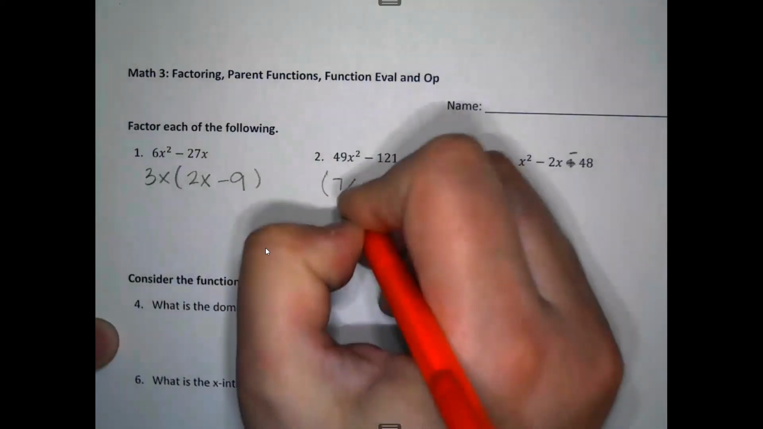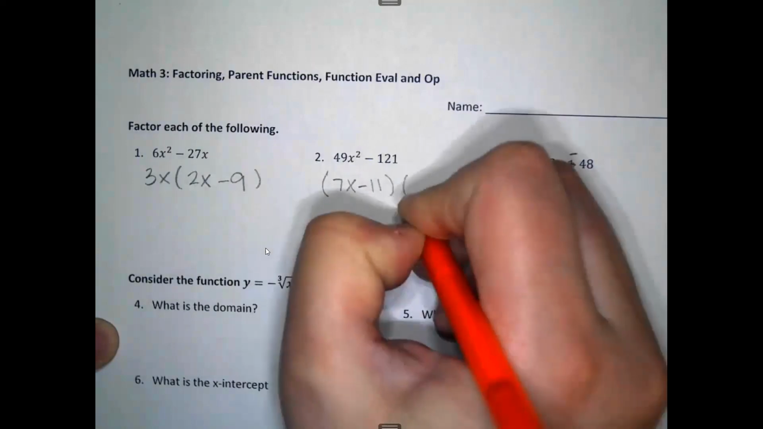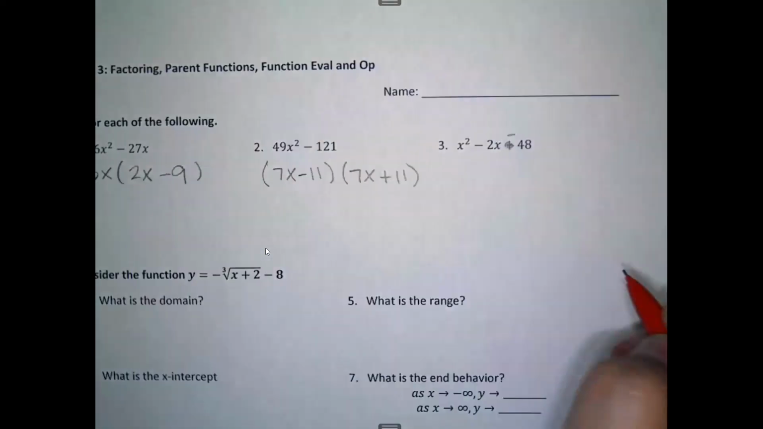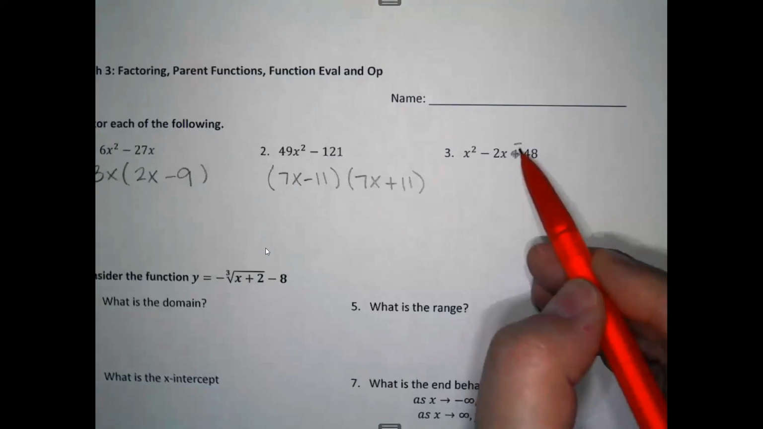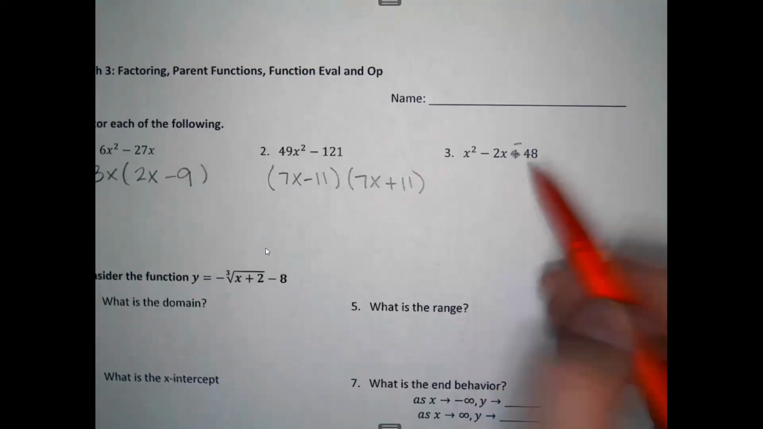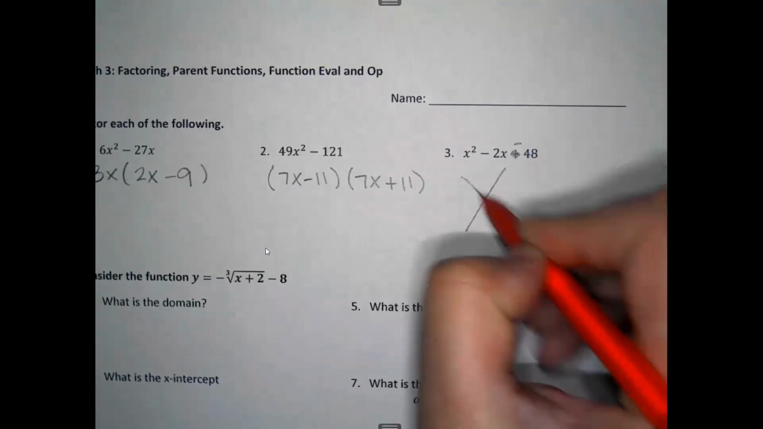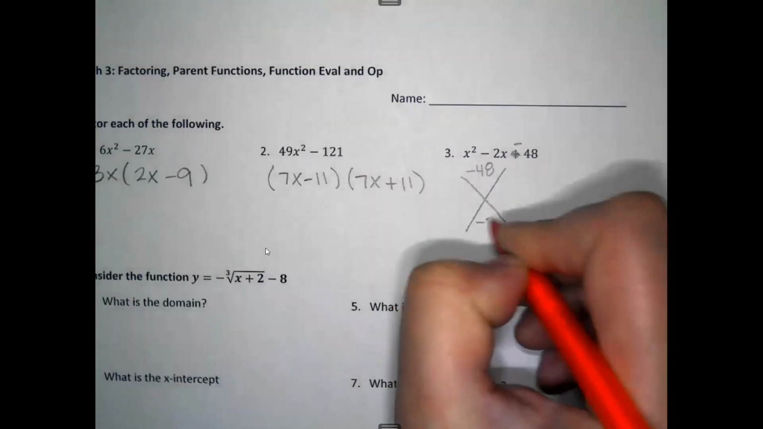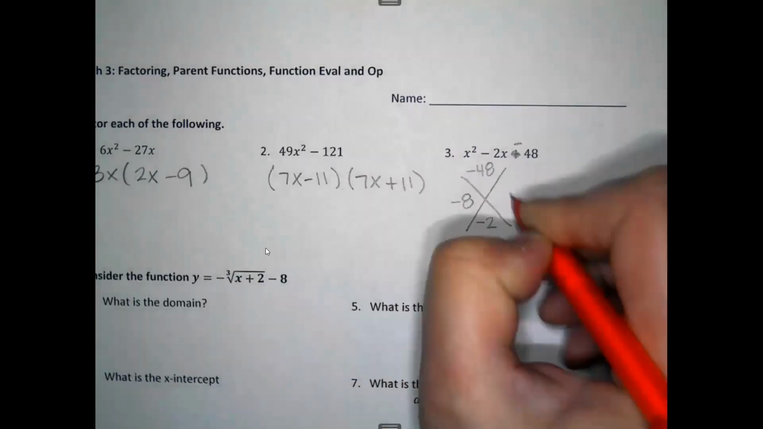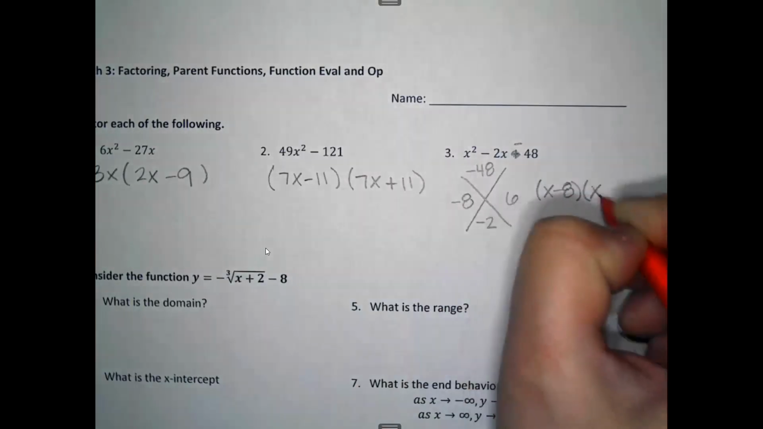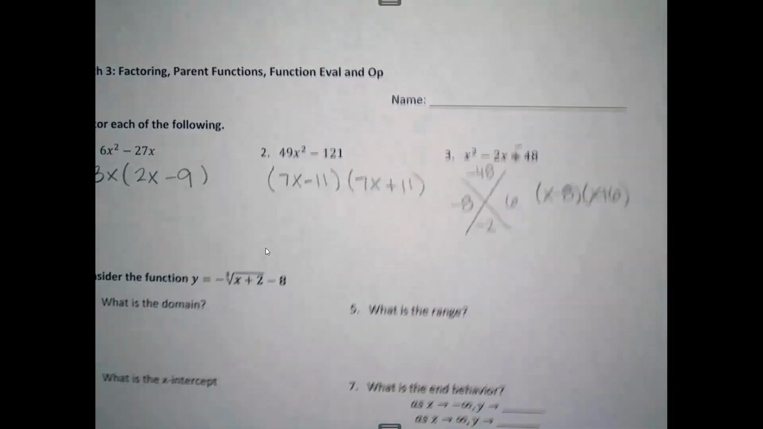Okay, 7x minus 11, 7x plus 11. And then there was a typo on number 3. So once we figured out it needed to be negative 48, then what did we do with it to factor? So multiply to negative 48, add to negative 2, you get negative 8 and 6, x minus 8, x plus 6, or you could switch them around and you're still correct.